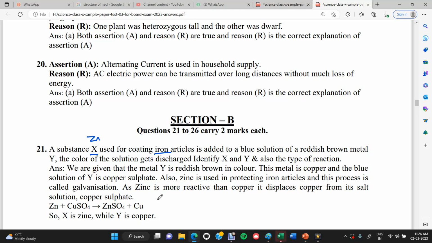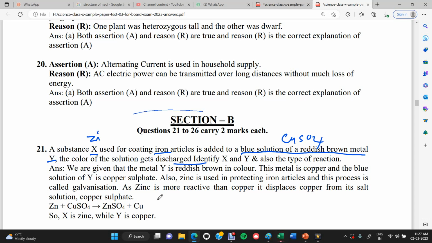And the substance X used for coating of iron is added to the blue solution of reddish brown metal Y. Blue solution of reddish brown metal. Yes, exactly. So Zn plus CuSO4, copper sulfate solution. Reddish brown metal is copper. The color of the solution gets discharged. Yes, exactly. Super.